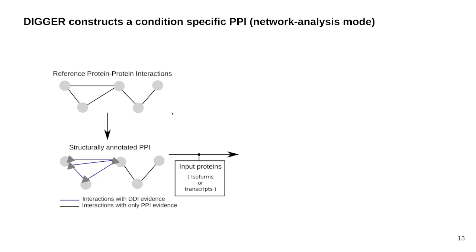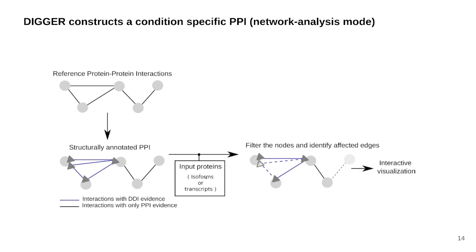So you start from the reference PPI. You annotate it with the domain interactions. This is just like the previous mode, it just generalizes it over all of the PPI. Then given a list, this user list of isoforms or transcripts, first of all, the obvious thing will be to filter genes that are not in the list or not expressed, but we also filter domains that are missing, so they are not specific to our list. And we detect the interactions mediated by these domains.